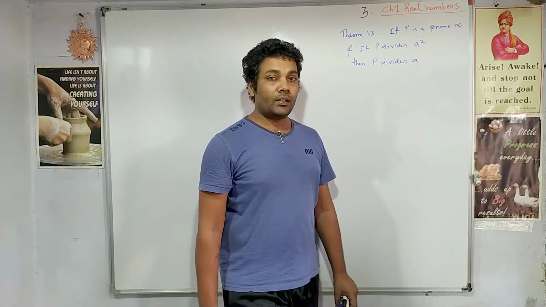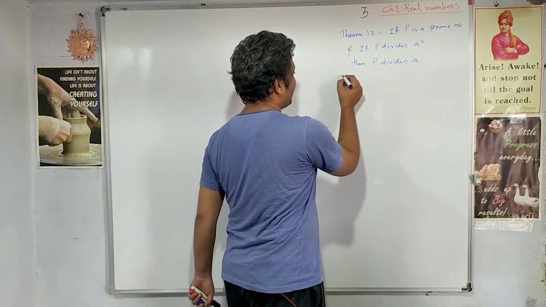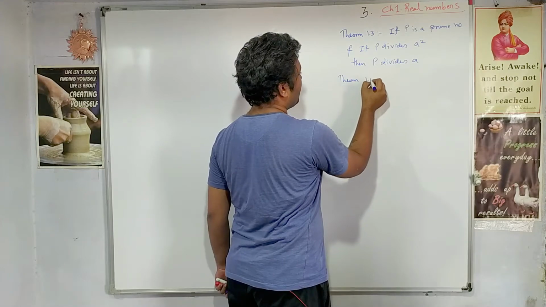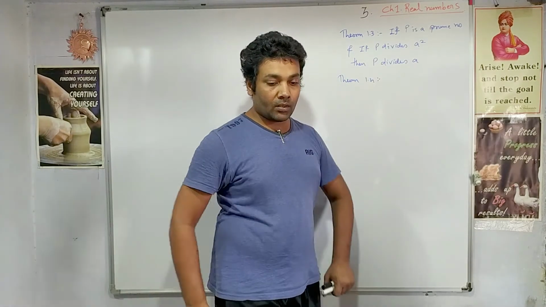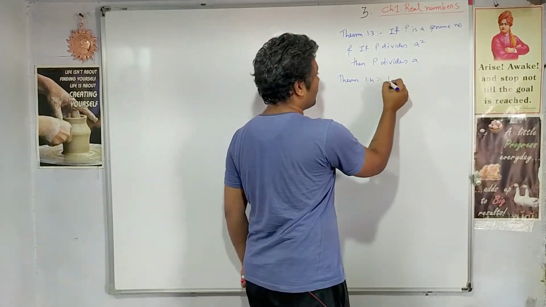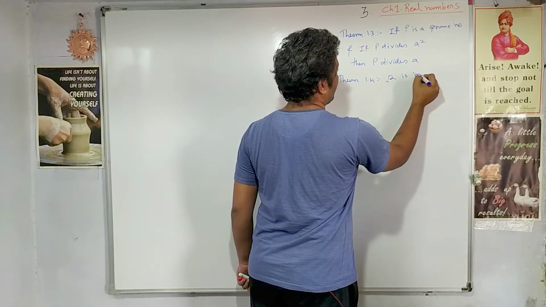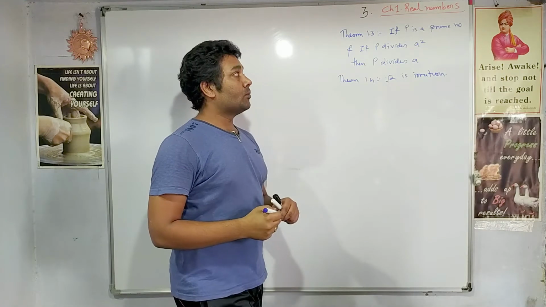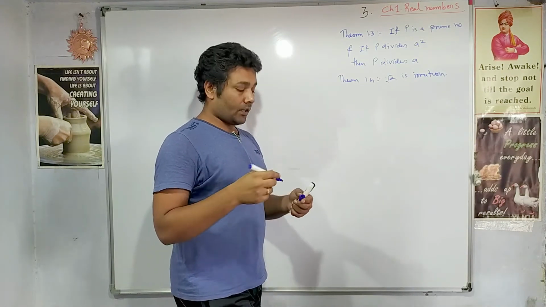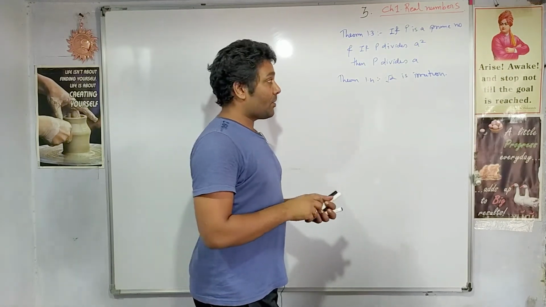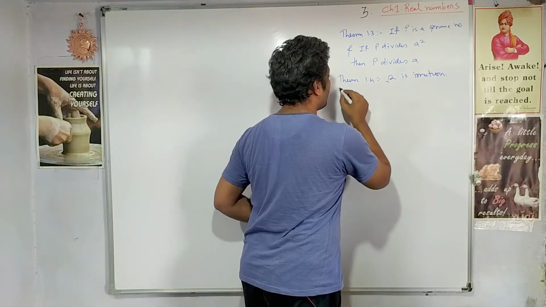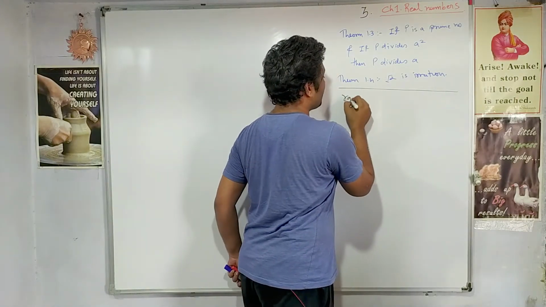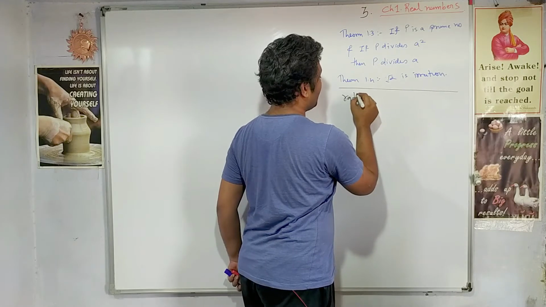We also have one more theorem, theorem number 1.4. What does it state? It states that root 2 is irrational. So let us try to prove that root 2 is irrational. Here you must remember what we mean by rational numbers and what we mean by irrational numbers. That must be clear to you.